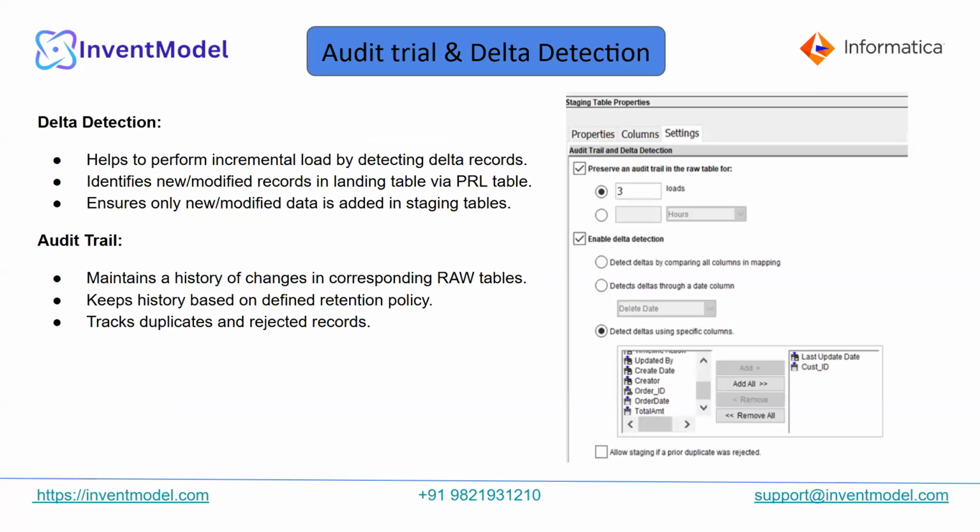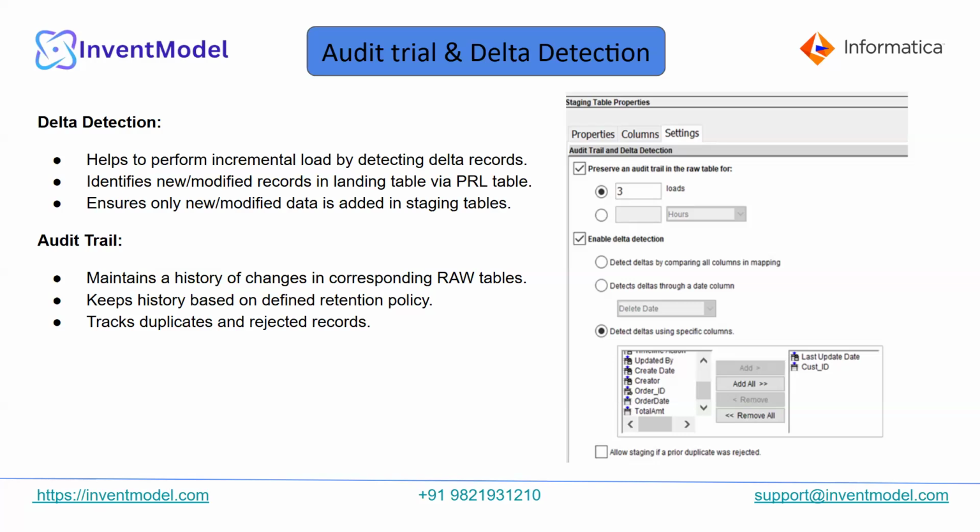Basically, delta detection helps us to load the data in an incremental fashion. Meaning if the previous data is already loaded, we don't need to load it again. We only need to load the new data or any updated data coming from the landing area.